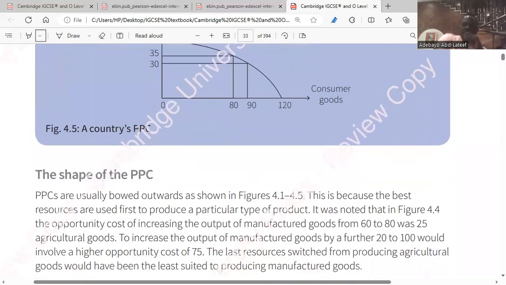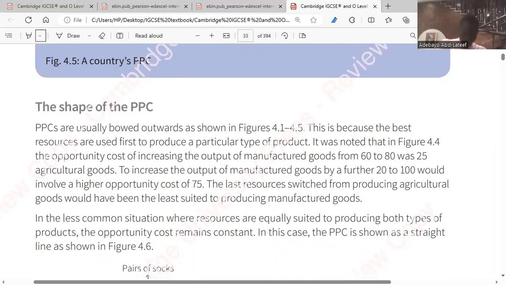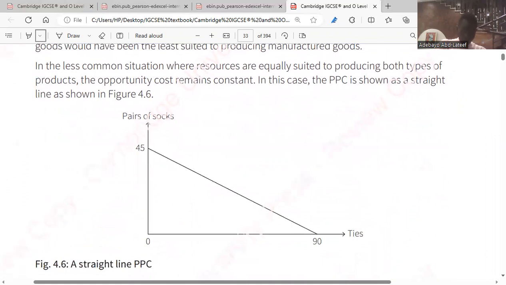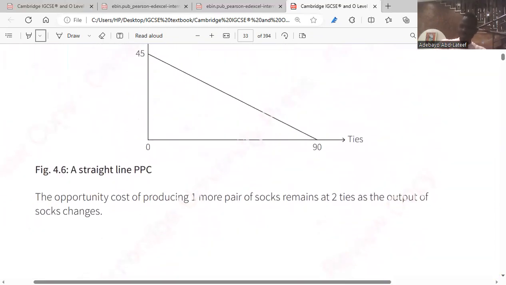It was noted that in figure 4.4, the opportunity cost of increasing the output of manufactured goods from 60 to 80 was 25 of agricultural goods. So there's always a reduction. If you are producing A, you will produce less of B. If you are producing more of B, you produce less of A. So that is what they are saying there. I think that is clear. Is it clear, please? Yes.